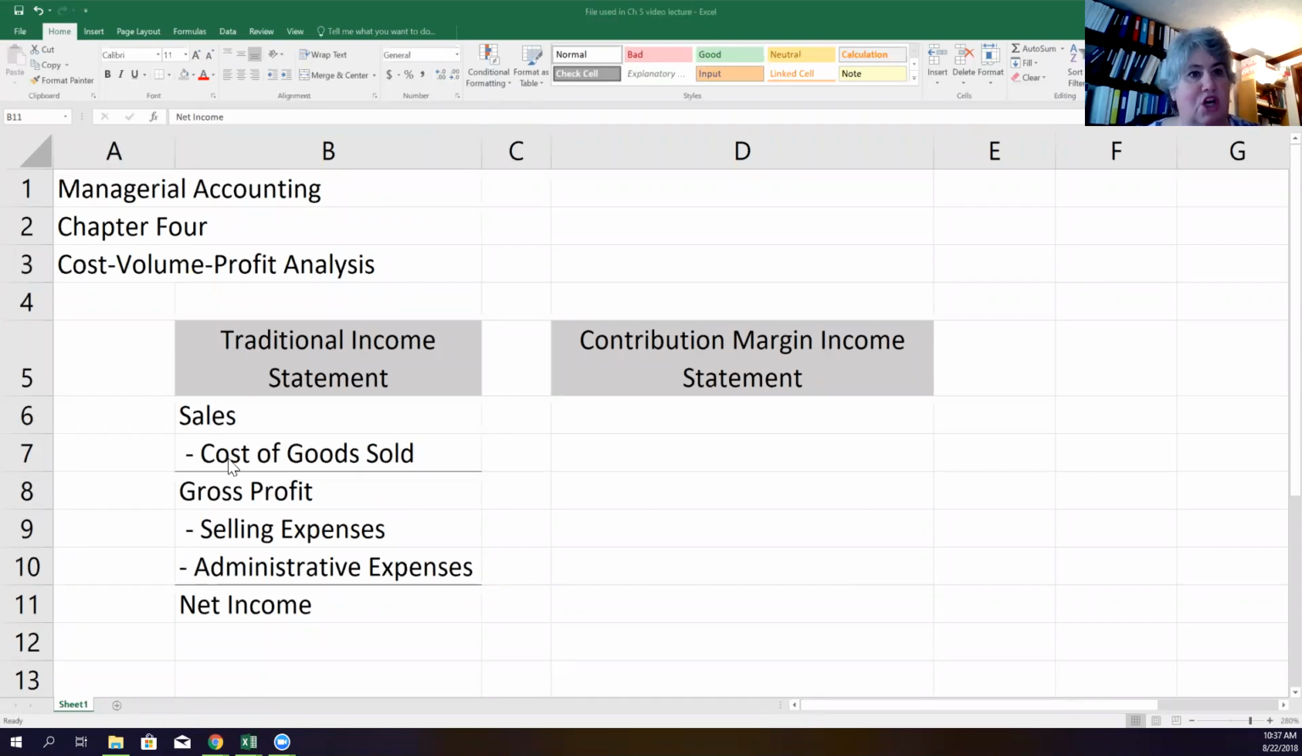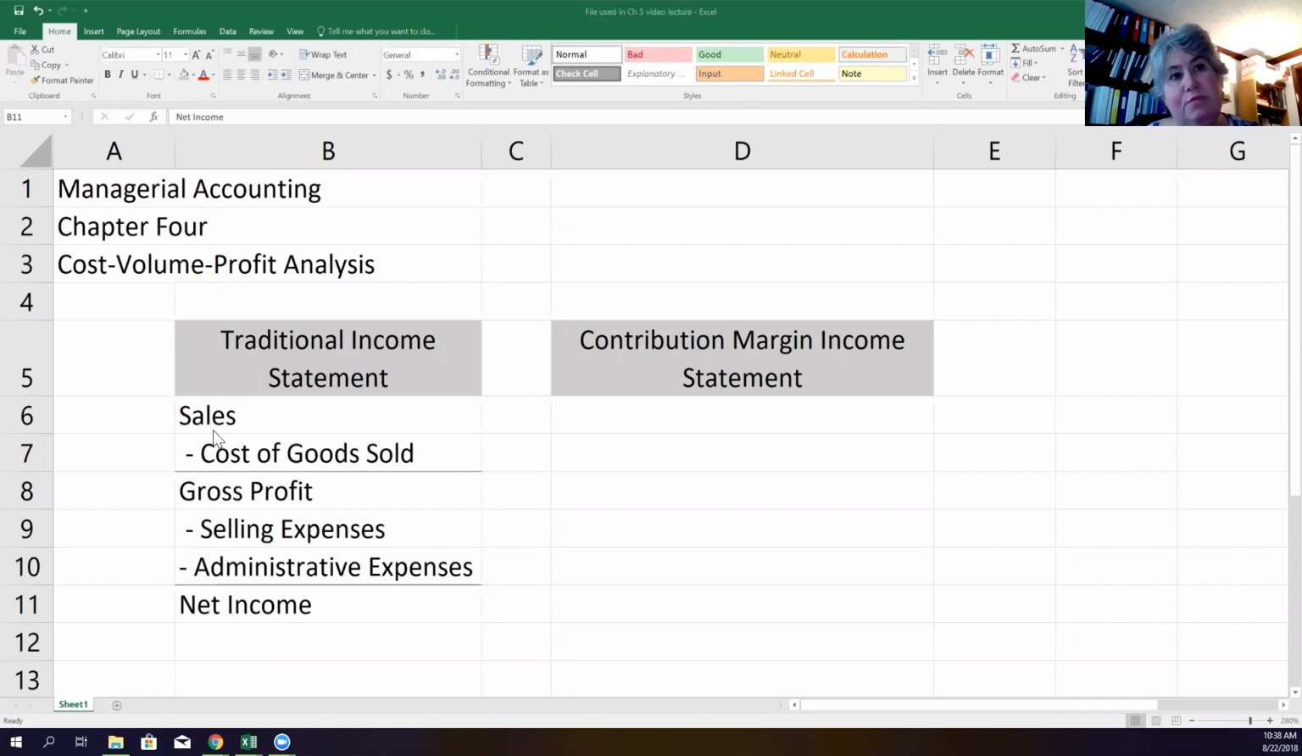Sales, cost of goods sold is taken away from sales, and that helps us determine gross profit, sometimes called gross margin. So if you're used to that term, it's synonymous. They're the same thing. From gross profit, then you have to take away your selling expenses and your administrative expenses to finally get net income.